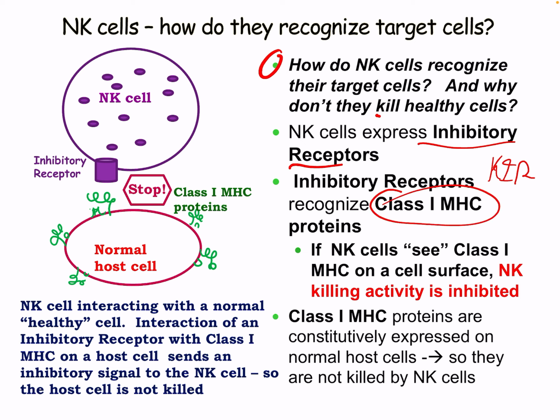As you can see here, if an NK cell sees class 1 MHC on the cell surface, NK cell killing activity is inhibited. Class 1 MHC proteins are constitutively expressed on normal host cells, so they are not killed by NK cells. Here we have our inhibitory receptor on our NK cell, which comes into contact with a cell expressing the normal amount of MHC. It will receive the stop signal and no killing will occur.